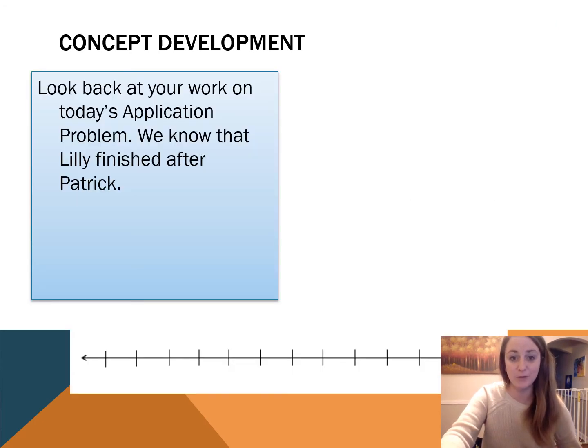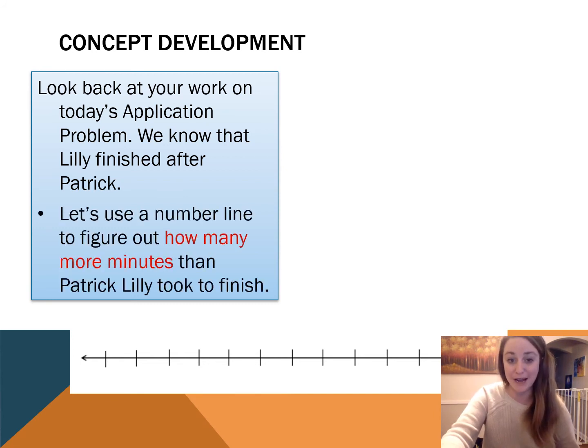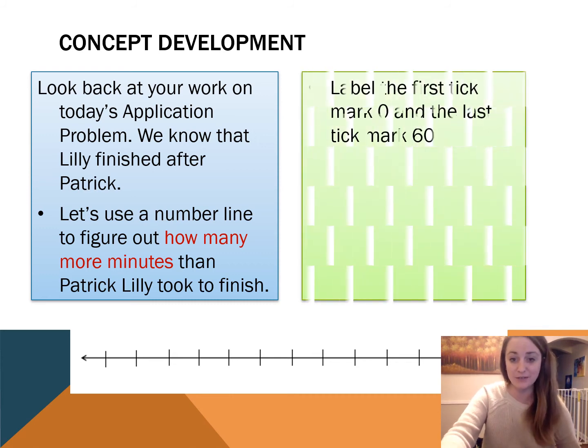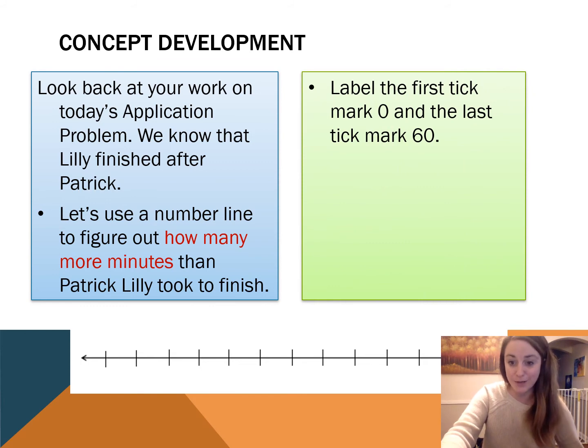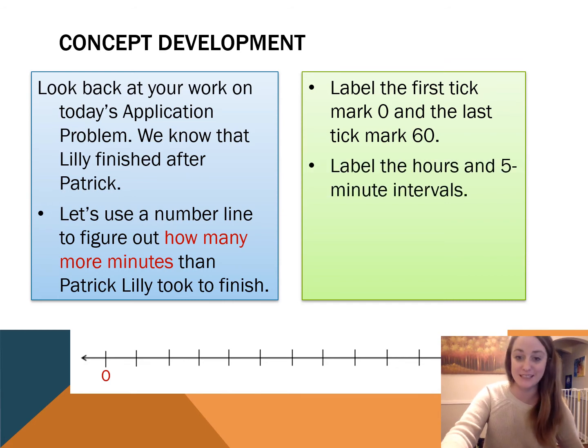Let's look back at our work on the application problem. We know that Lily finished after Patrick. Let's use the number line to figure out how many more minutes than Patrick Lily took to finish. Let's remake our number line. Let's label the first tick and mark 0 and the last tick and mark 60.